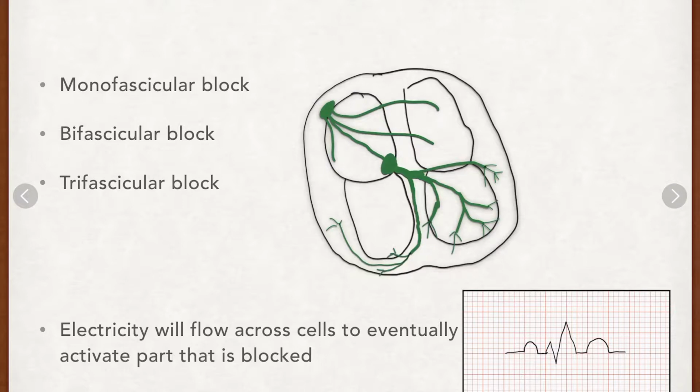Now, if we did have a block, let's say we did a complete block on the left side, it's not all over for the person. It comes down here to the right, and it will cause the right to fire. And then eventually it will start to come back over here to the left. So the left will fire after the right. And that leads to a little bit of a delay, which is why we have this funny kind of notched wide QRS complex morphology.